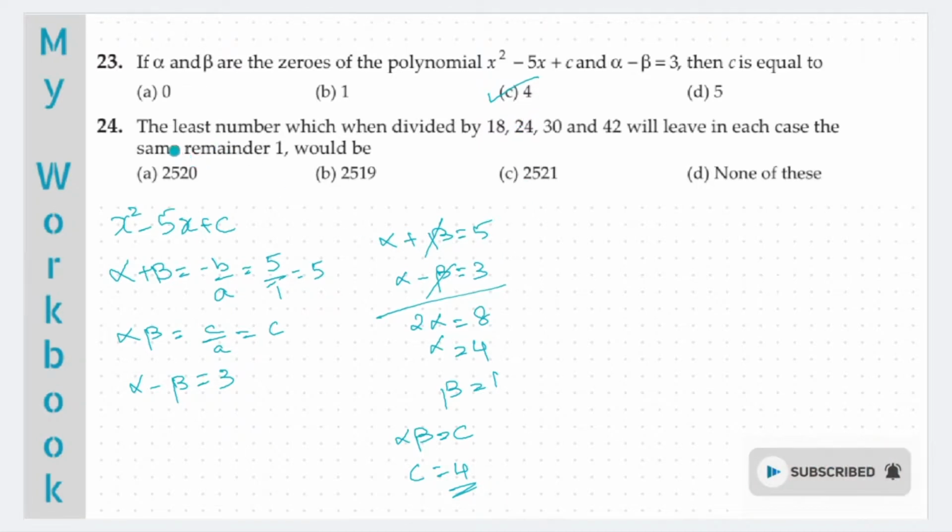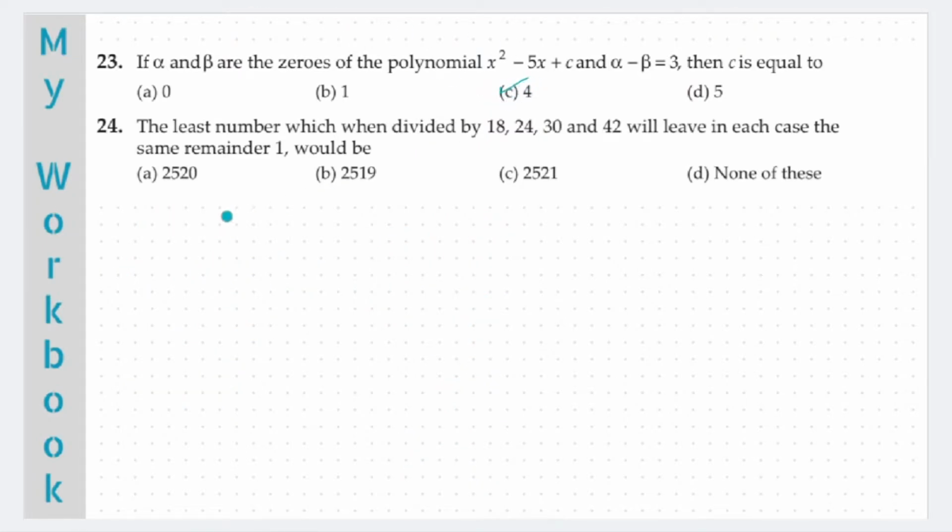Next, the least number which when divided by 18, 24, 30 and 42 will leave in each case the same remainder 1. So if we find the LCM of these four numbers, we will get the least number which when divided by each of them will leave a remainder 0.